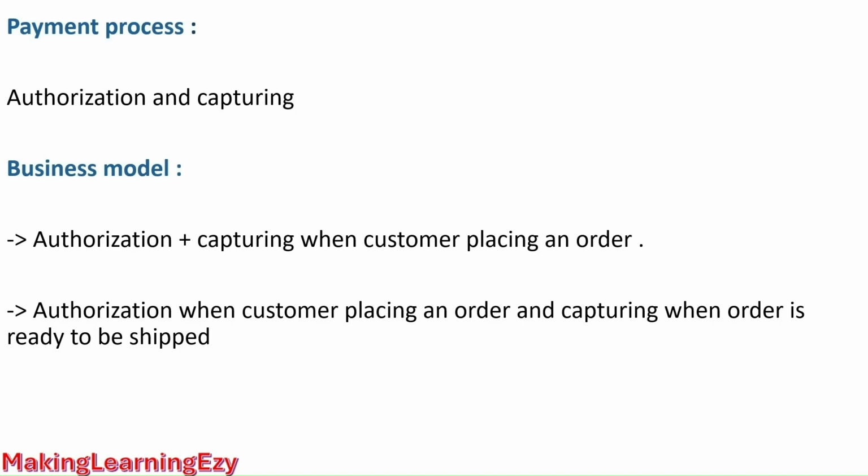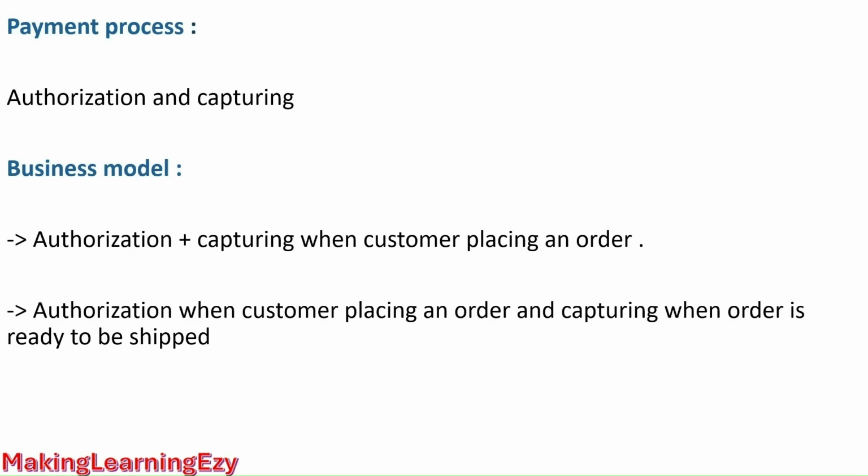First is the payment process. Payment process consists of two actions or two steps: authorization and second is capturing. So when merchant triggers the authorization from the website, bank performs few checks on the card, like if card is valid or not, card is not blacklisted, card is not expired, and card is having the sufficient amount for the order.